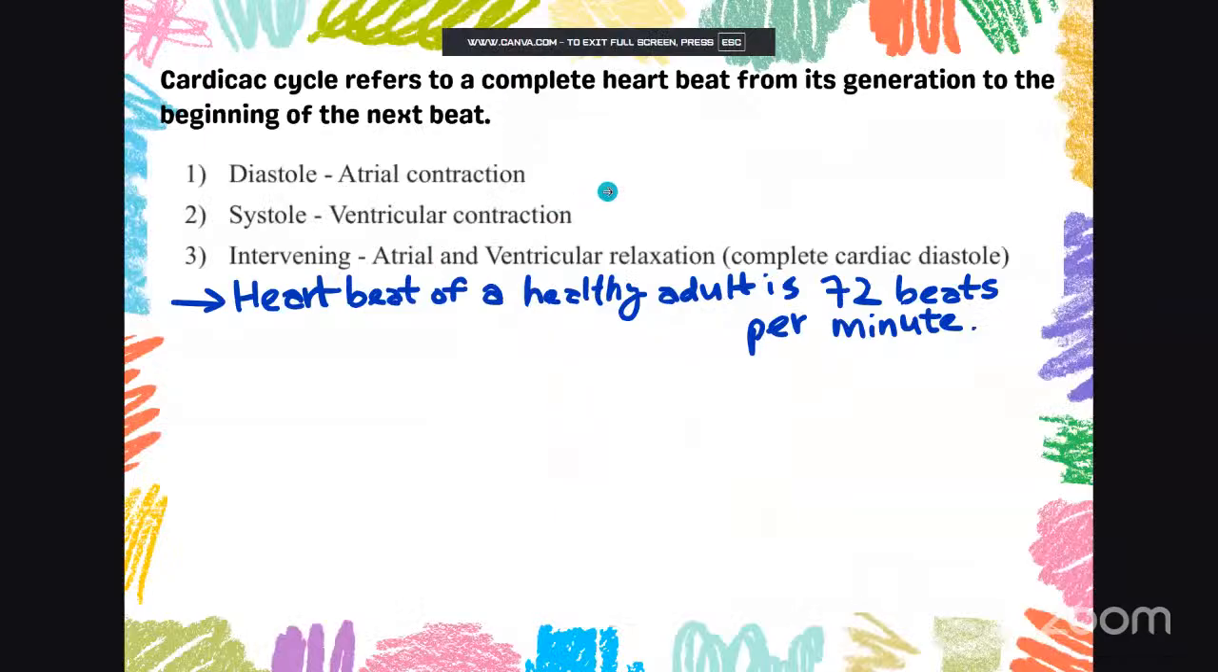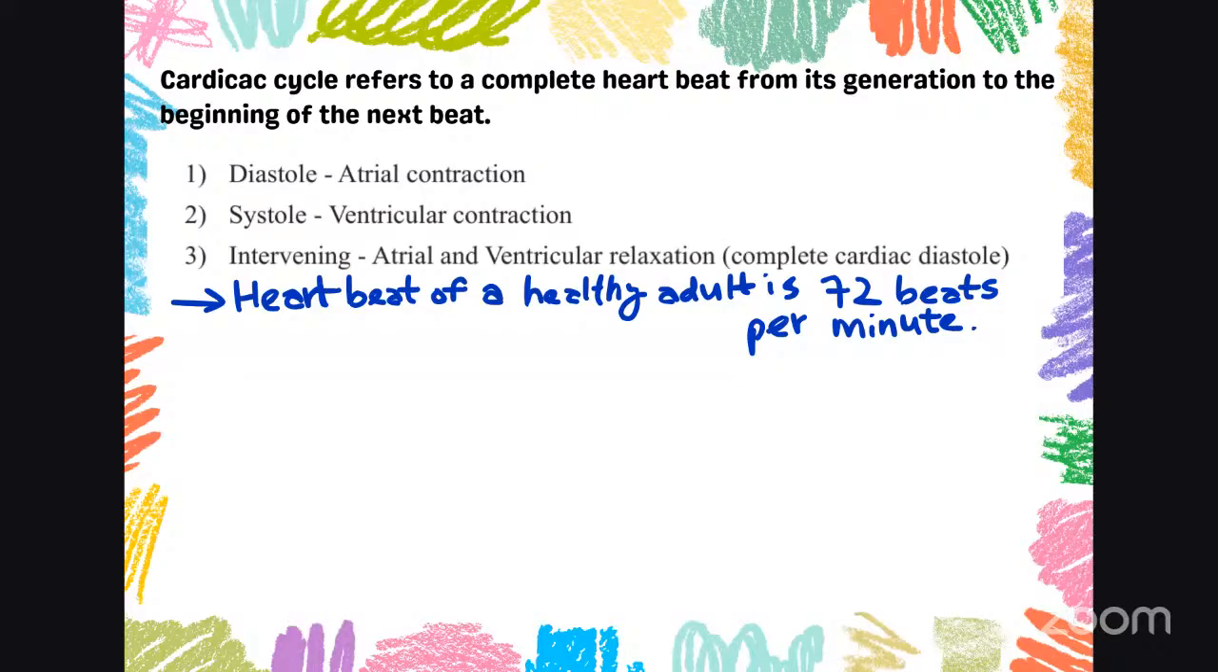Then moving on to the cardiac cycle. Cardiac cycle means one complete heartbeat. One complete heartbeat means, first of all, the atria are going to be contracting, the right and the left atrium. After that, the ventricles are going to be contracting. After the ventricles contract, finally, the heart is going to be relaxing. We call that complete cardiac diastole, when the heart is relaxing. So this entire cycle, contracting the atria, then the ventricles, then finally the whole heart relaxing, is called a cardiac cycle.